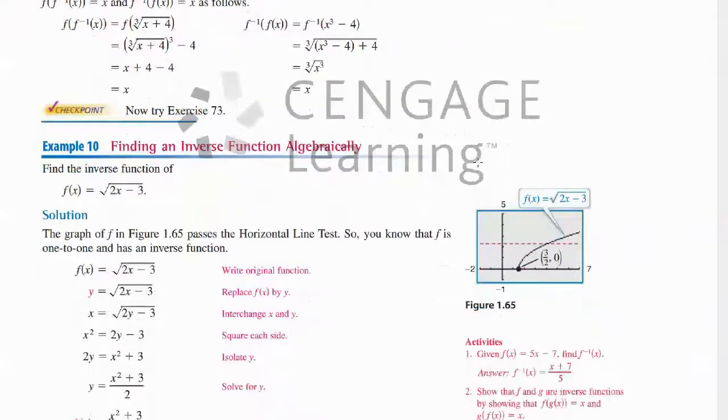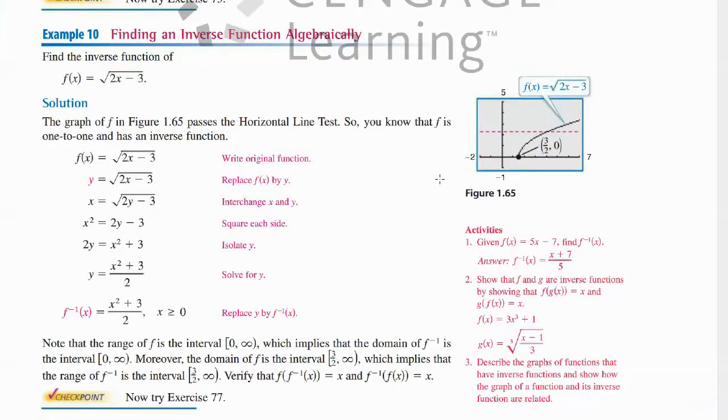All right, example 10. Find the inverse of this square root function. All right, as I already mentioned, this is going to be square root. Its inverse is going to be a square or a parabola. So we're going to have to restrict. But let's go ahead and just do the process. All right, so replace that with y, flip-flop those. Okay, then we're going to square both sides, get rid of the radical.